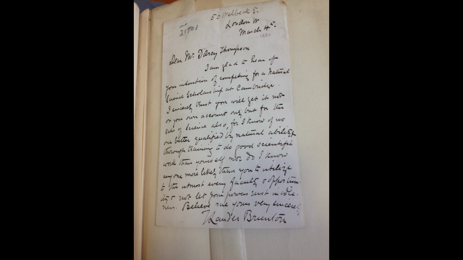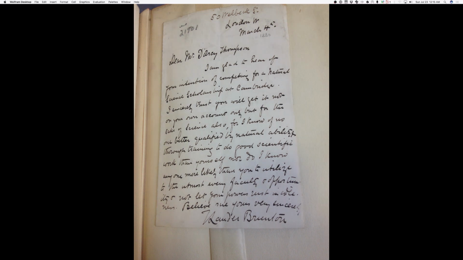I'm glad to hear of your intention of competing for a natural science scholarship at Cambridge, 1880. So he was 20 years old at that time. Okay, that's sort of interesting. I didn't know. I guess that's when people, maybe people went to, well, let's see.